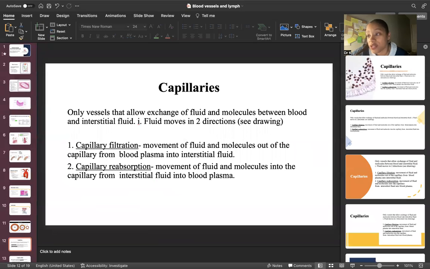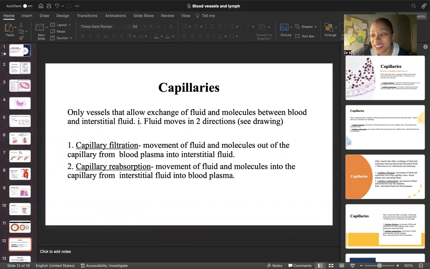So now let's talk about your capillaries, the one that is kind of giving you the headache this week, right? Okay. So let's talk about capillaries.